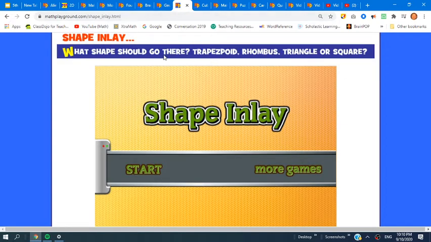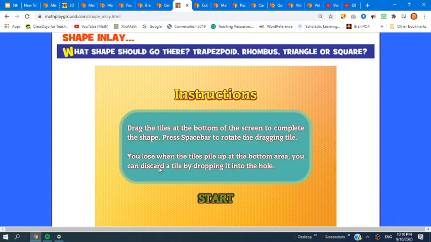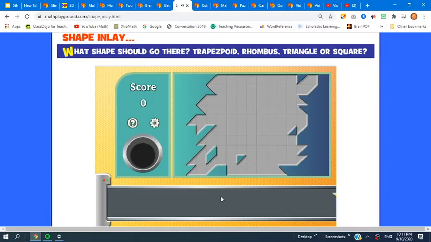Shape Inlay. We are trying to find out more about trapezoids, rhombuses, triangles, and squares. So let's start. Drag the tiles at the bottom of the screen to complete the shape. Press the space bar to rotate the dragging tile. You will lose when the tiles pile up on the bottom area. You can discard a tile by dropping it into the hole. Let's start.